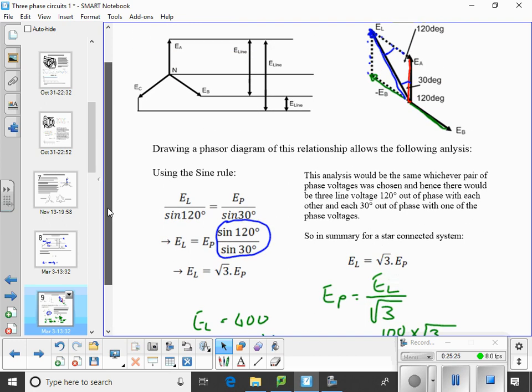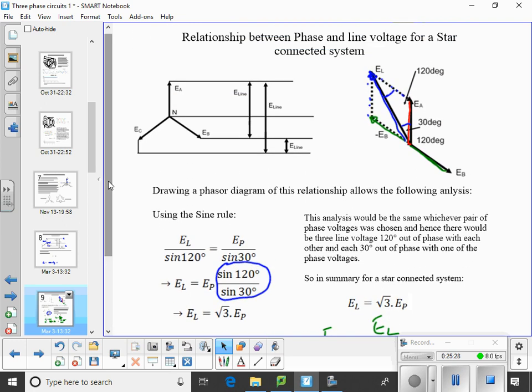So in a star connected system, the line voltage is two of the phases added together, but we have to take into account the fact that they aren't in phase. So what you get from the whole system is three line voltages that are 120 degrees out of phase with each other and 30 degrees out of phase with each of the phase voltages. All right.